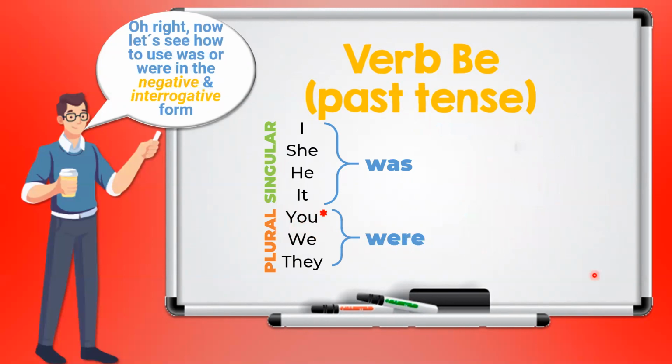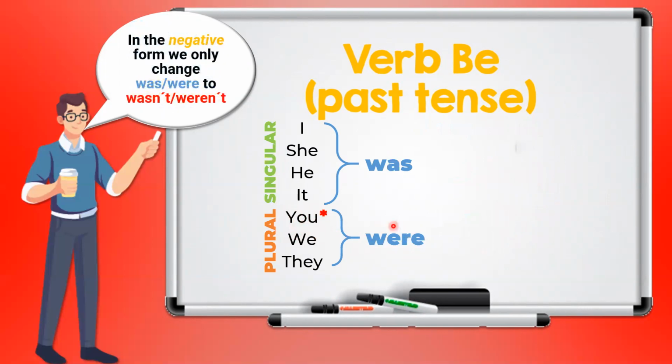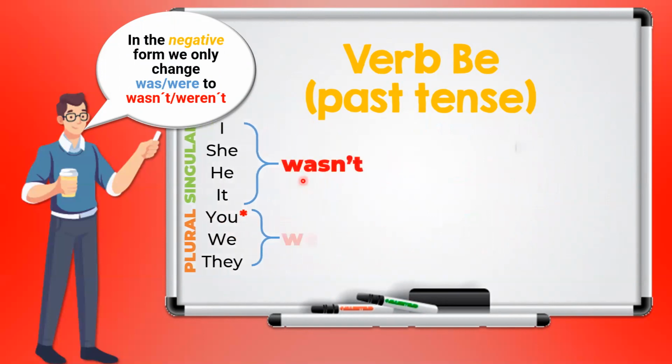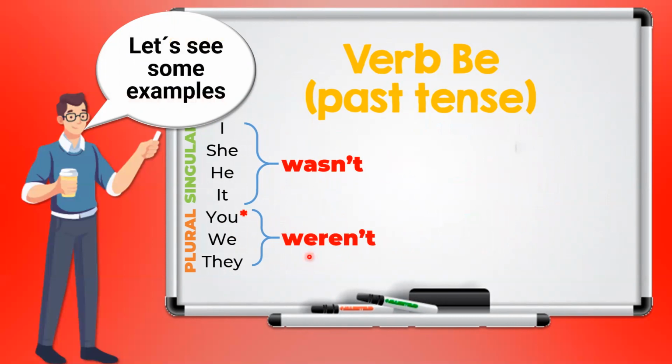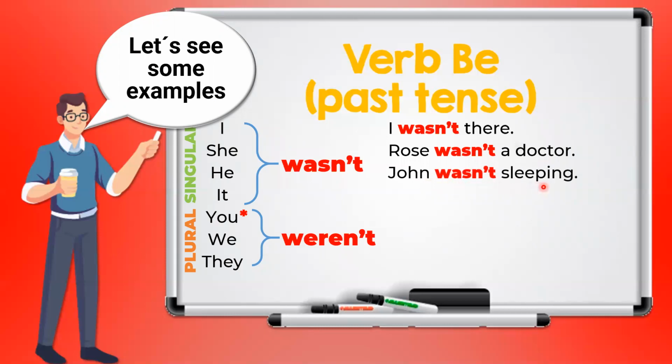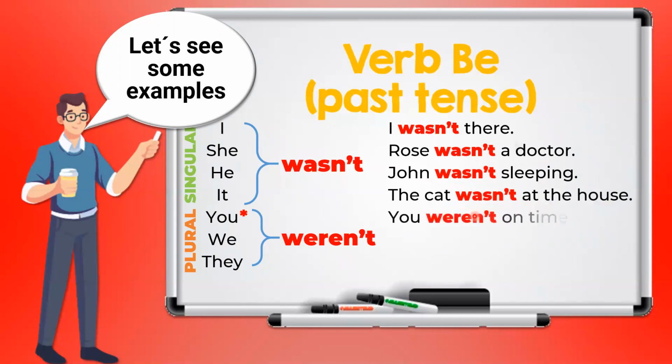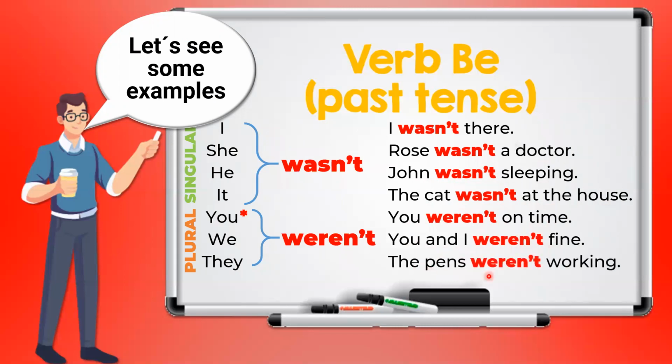All right? Now let's see how to use was and were in the negative and interrogative form. In the negative form, we only change was and were to wasn't and weren't. Let's see some examples. I wasn't there. Rose wasn't a doctor. John wasn't sleeping. The cat wasn't at the house. You weren't on time. You and I weren't fine. And the pens weren't working.